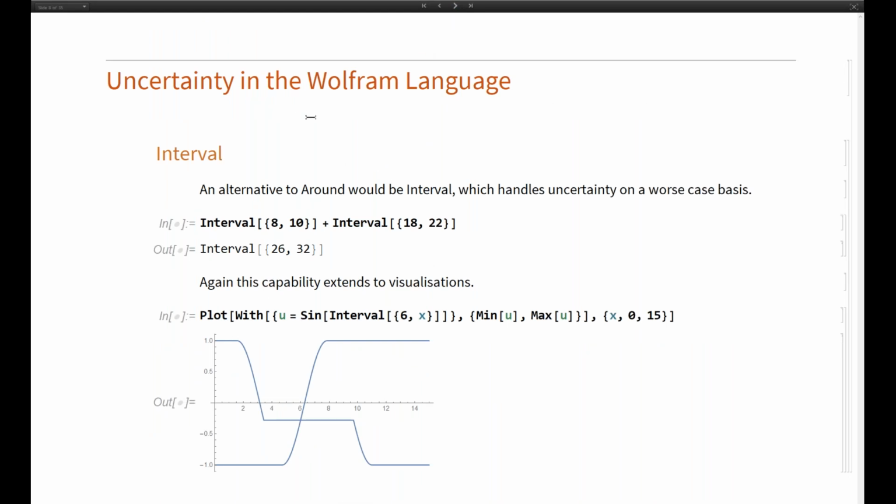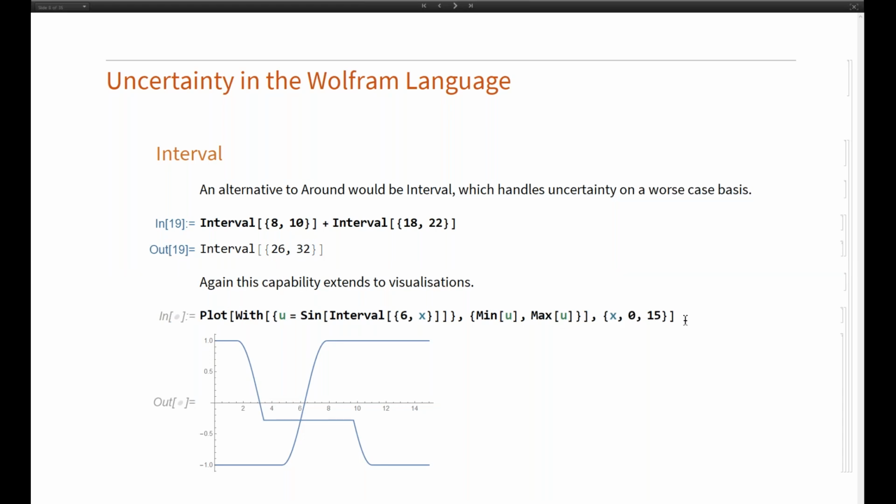The other alternative I mentioned for handling uncertainty would be what we refer to as interval. And this is a worst case basis, whereby an interval between 8 and 10 is essentially 9 plus or minus 1. Same with an interval of 18 to 22, it's 20 plus or minus 2, which when you add the two intervals together, essentially comes up with the interval of 29 plus or minus 3, which is therefore appropriate to the previous calculation we've done.